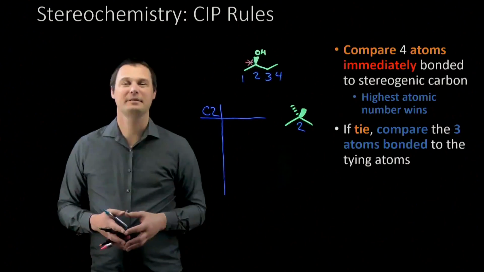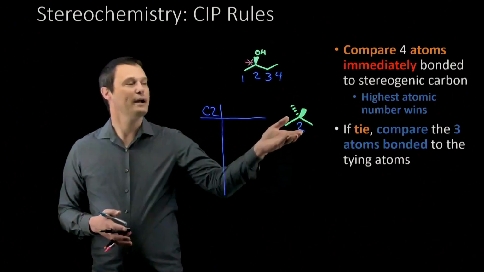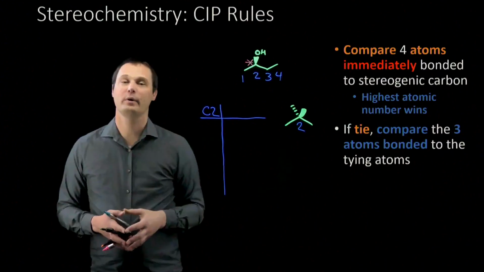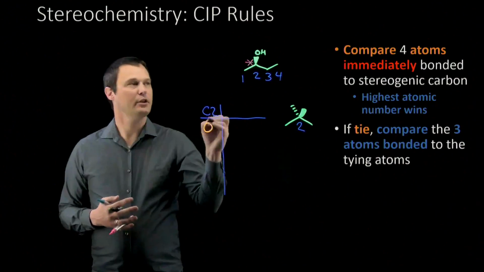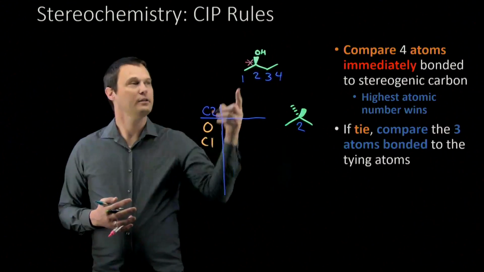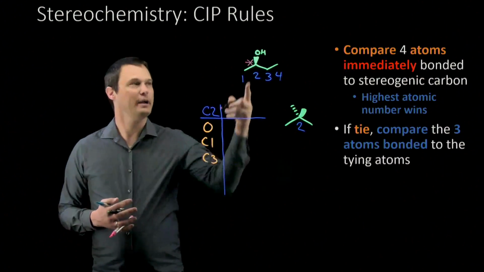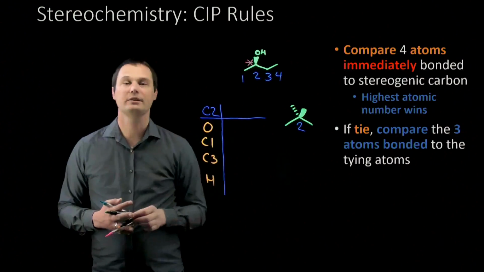Now we're ready to apply the CIP rules and prioritize the groups. I've abstracted the stereocenter down below, and I've got my table ready to go. The 4 individual elements attached to carbon number 2: we have the oxygen on a wedge, we have carbon number 1 off to the left, we have carbon number 3 off to the right, and we have the implied hydrogen on the dash as the fourth group.